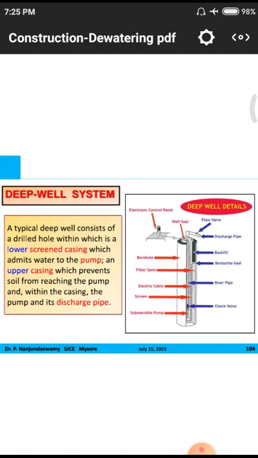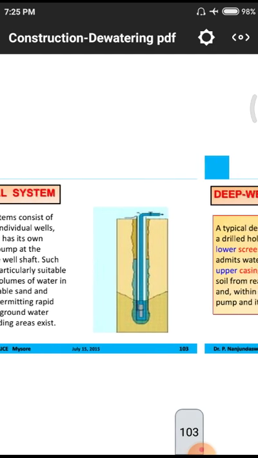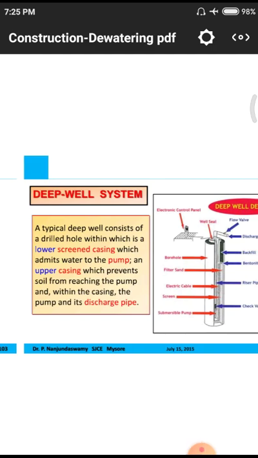That means in the previous case we observed a white casing, that is a screened casing. The screen casing admits water into the pump, and the upper casing prevents soil from recharging the pump. That means the topsoil on the field would otherwise recharge into these boreholes. To prevent those kinds of rechargings, we are using casings like PVC.